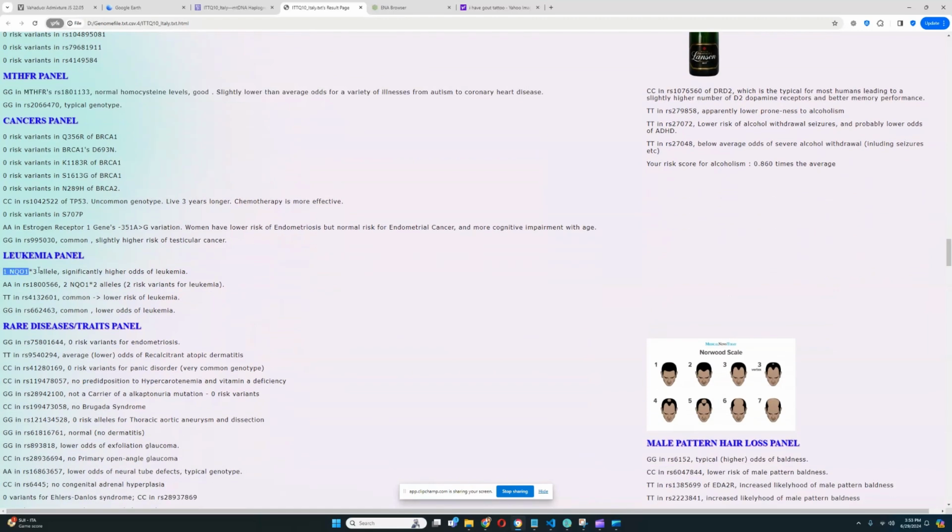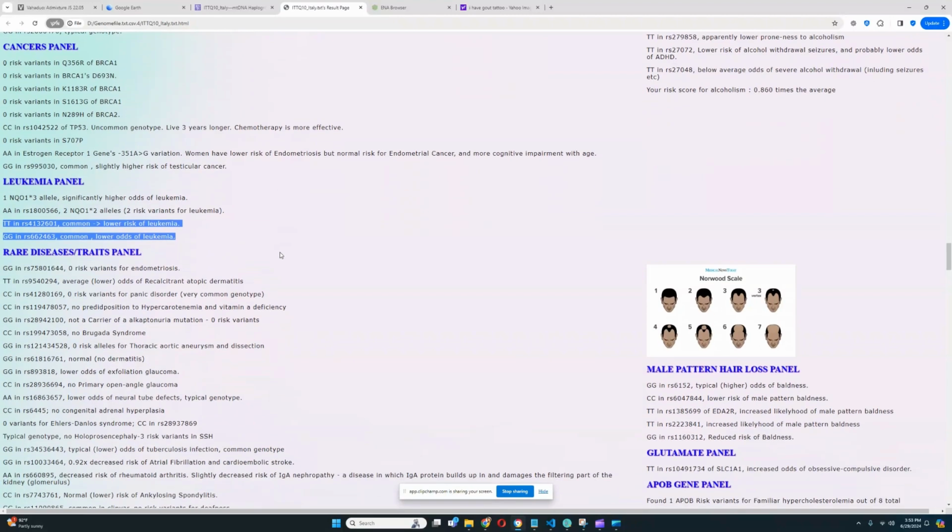Okay, leukemia panel, he's got some variants for... Yeah, he's got a lot of risk variants for leukemia, actually. So the important risk variants are these two, and he's got risk variants for leukemia in both of them. These are not as important. And we remember he was scoring higher for odds of leukemia as well. So he's quite cooked when it comes to leukemia risk variants.